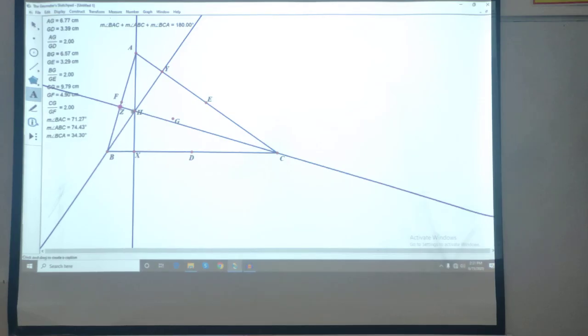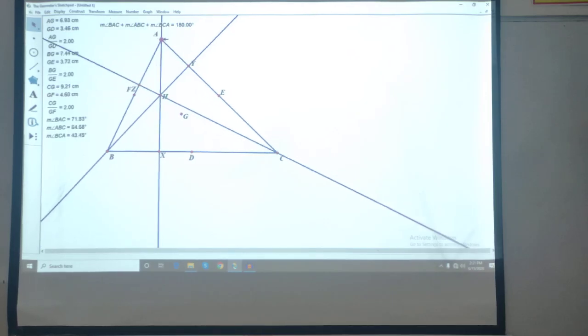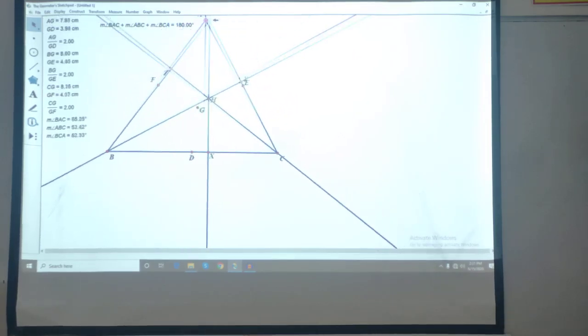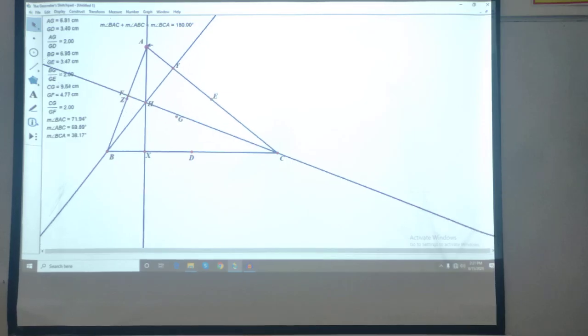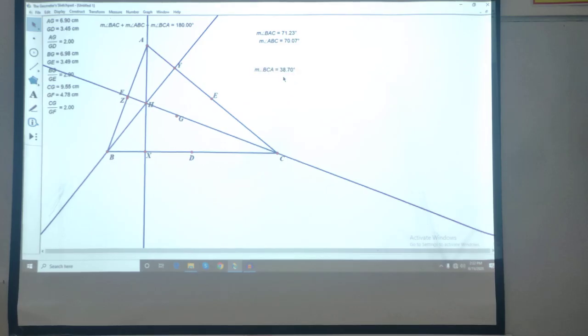So in triangle ABC, X, Y, Z are the feet of the perpendiculars. You can easily verify here. But one more important result I would like to mention is that here angle BAC is 71.23 degrees, this is 70.07 degrees, and angle BAC is 38.70 degrees. That is, if the triangle is an acute angle triangle, then the orthocenter lies inside the triangle.